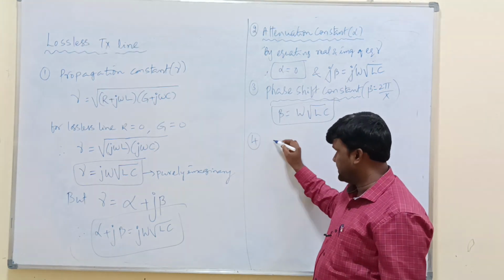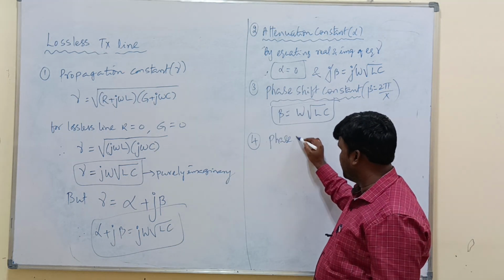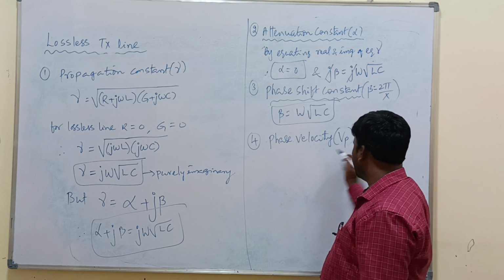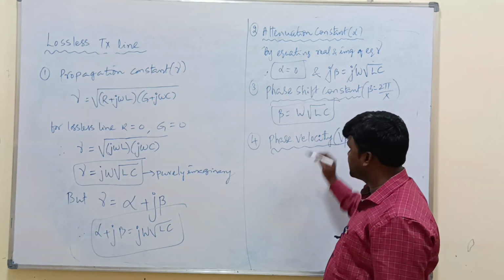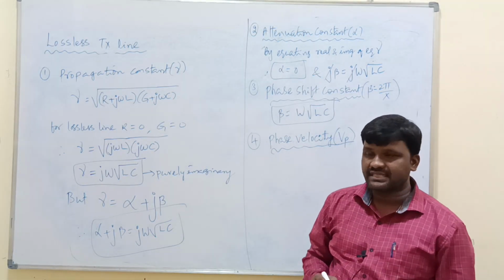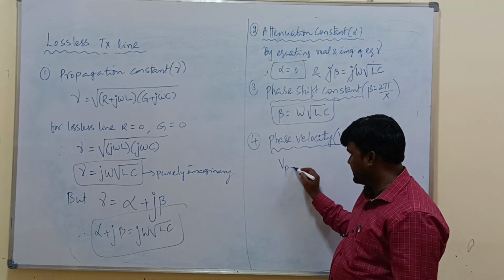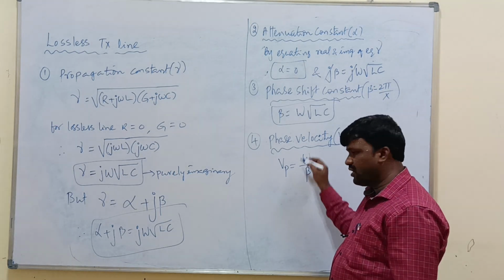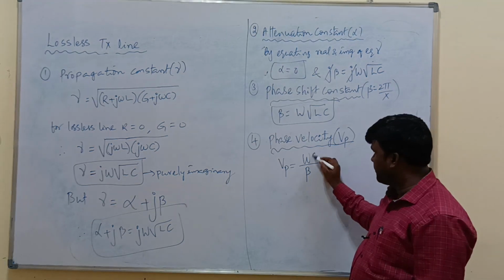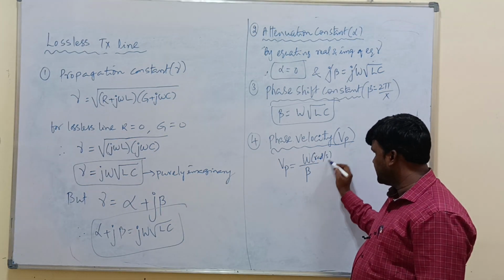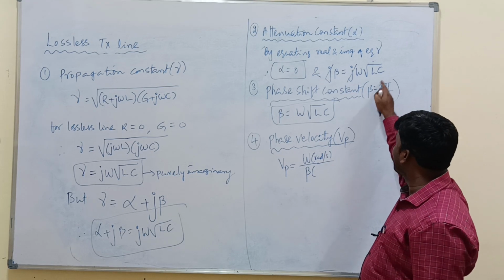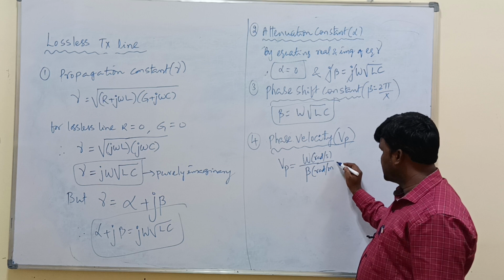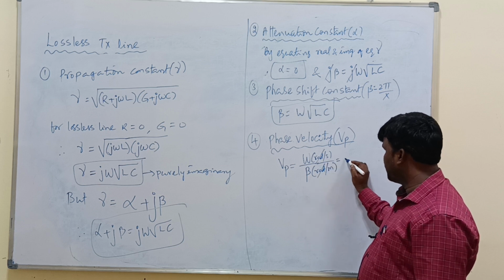Fourth one is phase velocity. What are the units of velocity? Meter per second. It is generally defined as the ratio of angular frequency to the phase shift constant. The unit of angular frequency is radians per second. The unit of beta: 2 pi by lambda, where 2 pi is an angle in radians and the wavelength is measured in meters, so radians per meter. Radian cancels, and you get meter per second.